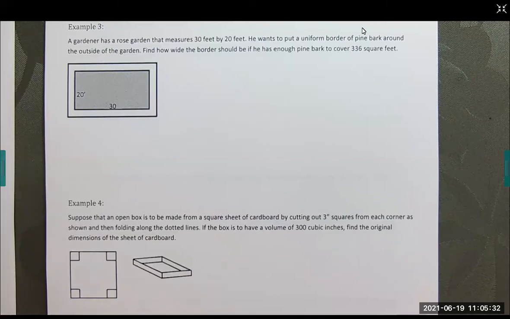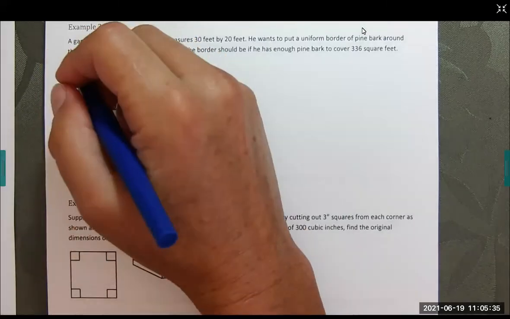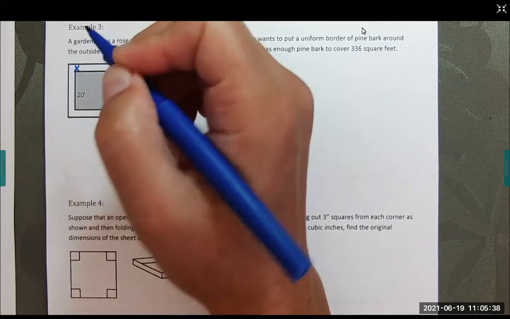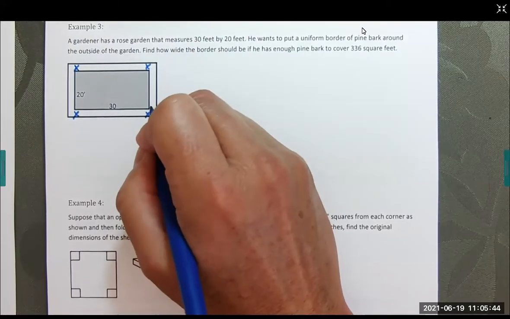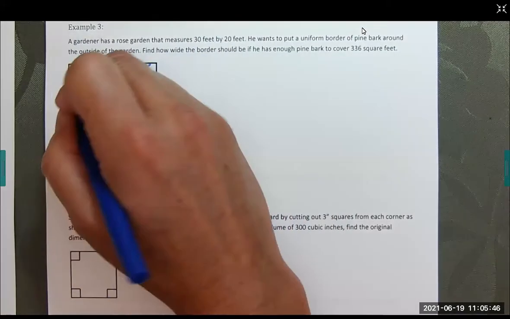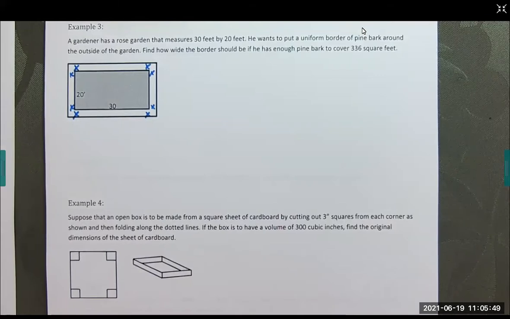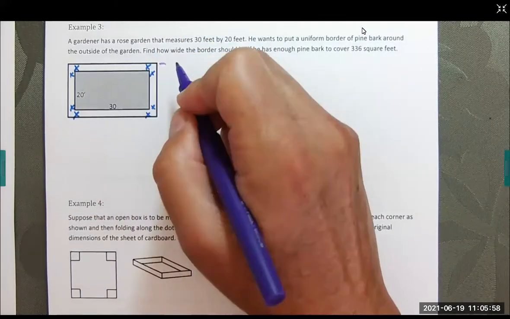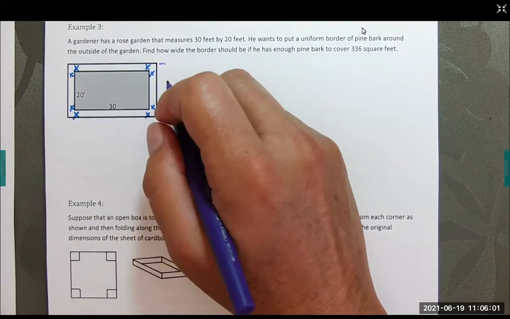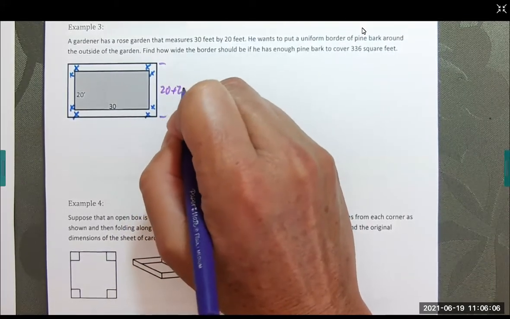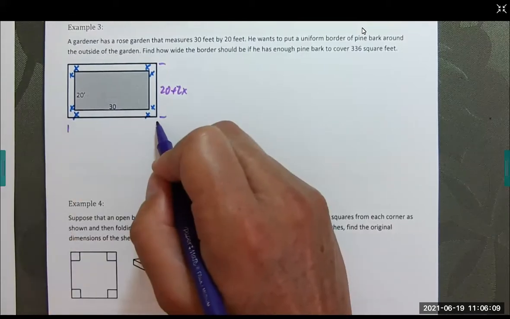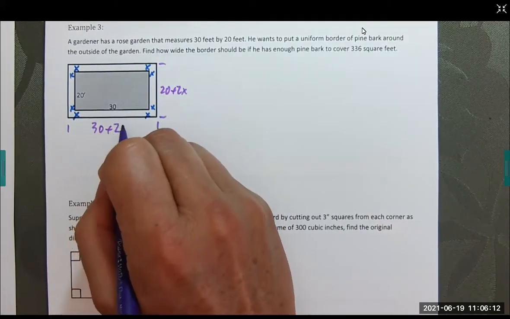First off, I want to point out that the distance is x here and x here, and x here, x here, x here, x here, x here, x here. It's all going to be the same distance because they said they want a uniform border. That makes this length here, from here to here, 20 plus 2x. And it makes the distance from here to here 30 plus 2x.